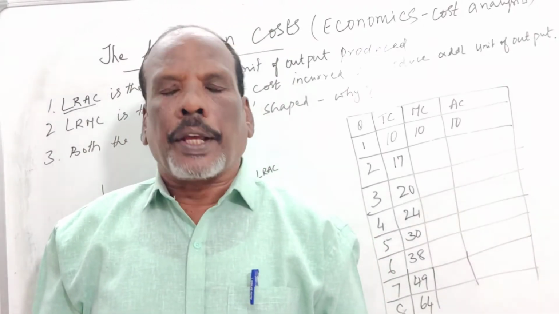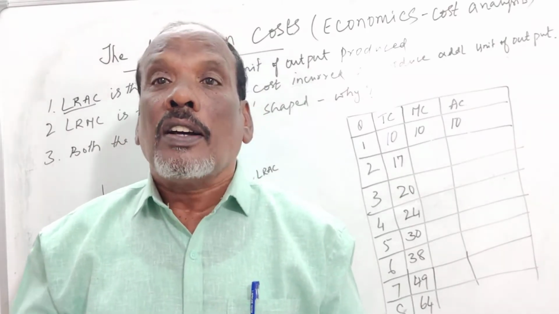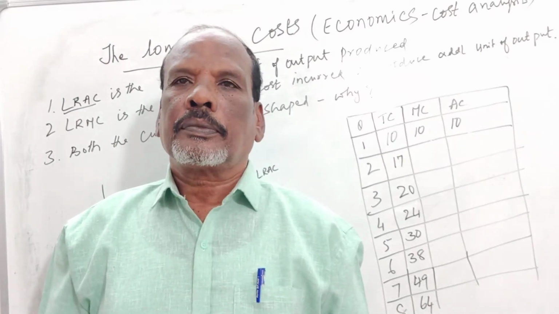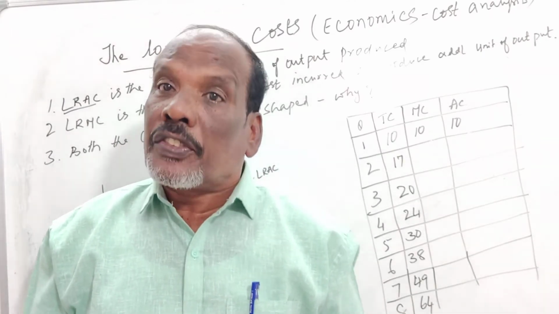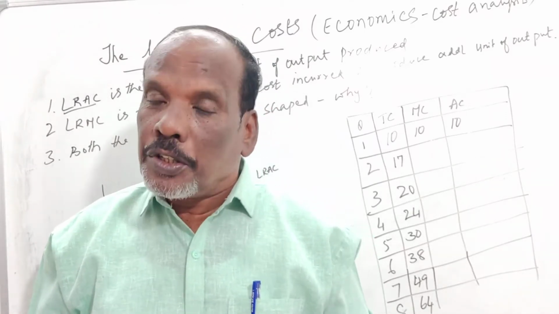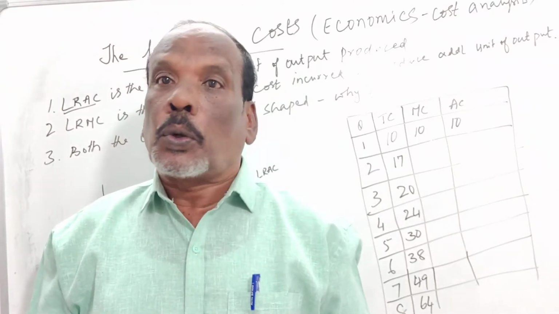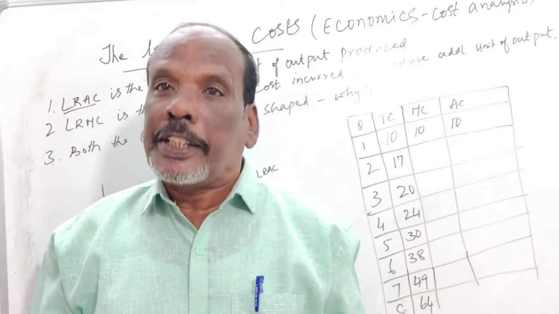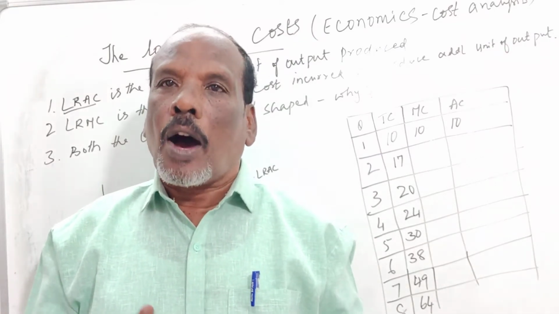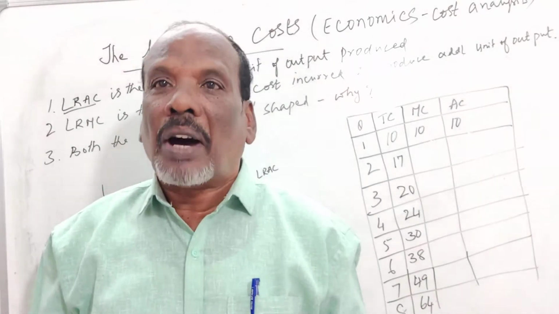Hello, today I shall speak on the long run cost. In the previous video, we have discussed the short run cost. I have told you that there are 7 types of short run cost: total fixed cost, total variable cost, total cost, average fixed cost, average variable cost, average cost, and marginal cost.